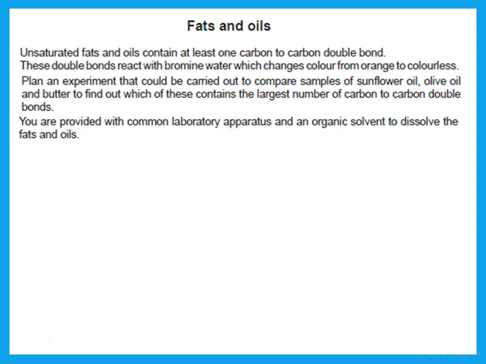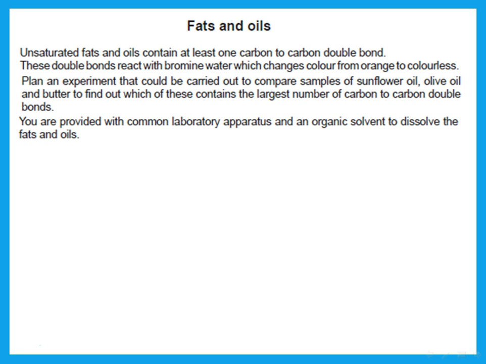This is another question, fats and oils. Unsaturated fats and oils. Do you remember what we mean by unsaturated when talking about organic chemistry? Unsaturated means it has a carbon-carbon double bond. These double bonds react with bromine water, which changes color from orange to colorless. Now, he wants you to plan an experiment to do what? To compare samples of oil.